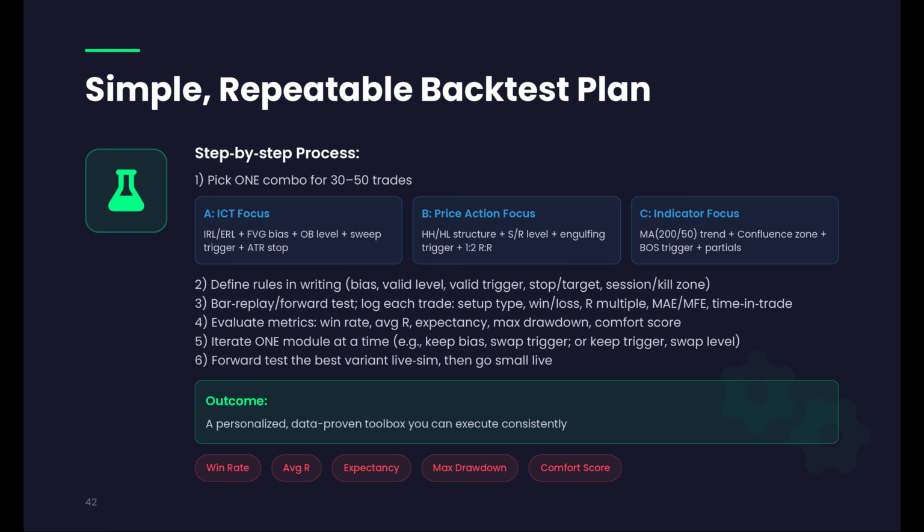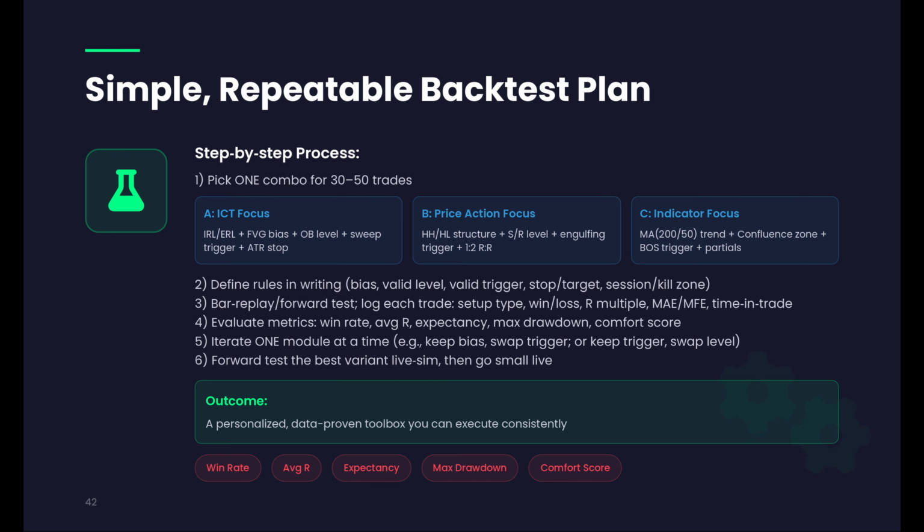Again, complete and testable. Example C, indicator-based, using 250-period moving average trend identification, confluence zones, where MA plus Fibonacci plus pivot points align as your level type, break of structure as your trigger, taking partial profits at predetermined levels as your risk management approach. Another complete testable system. Encouragingly, choose one. Write it down. Commit to testing only this combination for your sample size.